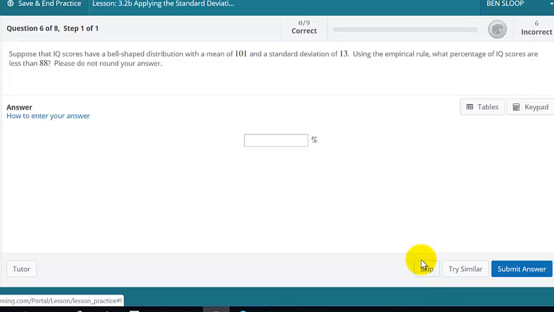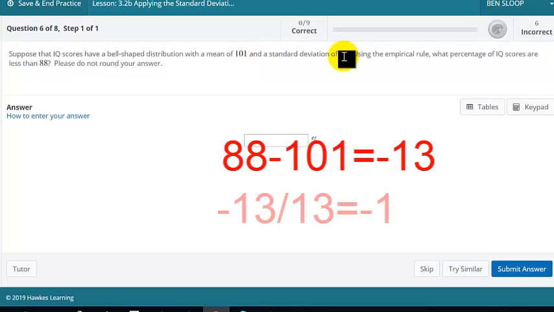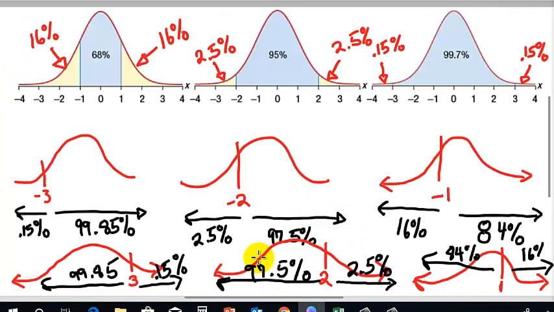Here is another one. If I take 88, which is my value, and I subtract 101, I get negative 13. If I take negative 13 and divide by 13, I get negative 1. Now, what we want here is less than. All right, so less than would be the area to the left. So if I come back to what we just did, the area to the left of negative 1, that's this case right here, which is 16.